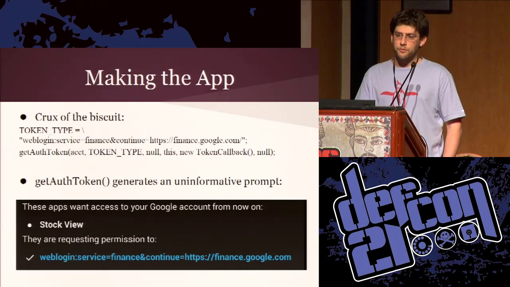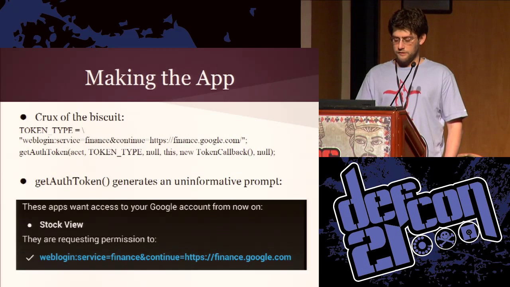So making the app was not difficult at all. I'm not an Android developer, but just reading some API documentation and some helpful blog posts was more than enough to get going and do this within a couple hours. You can see here there's the token type, and then I'm using the getAuthToken method from Account Manager, which generates a message like what you see on the bottom of the screen, requesting permission to WebLogin with the service specified as finance and a continuation URL of finance.google.com. This is your stock portfolio stuff, which is not particularly sensitive information for most people.